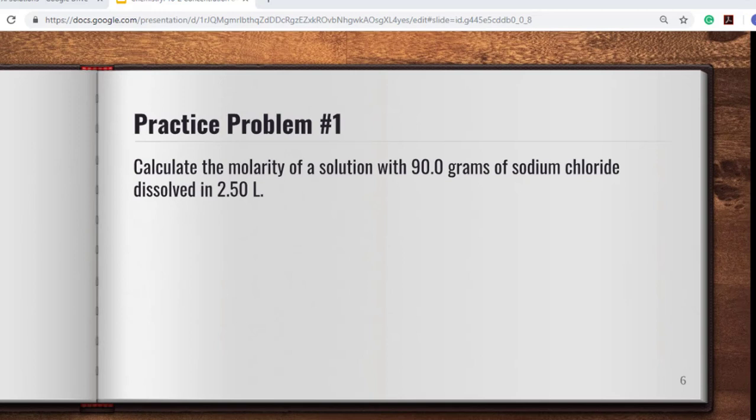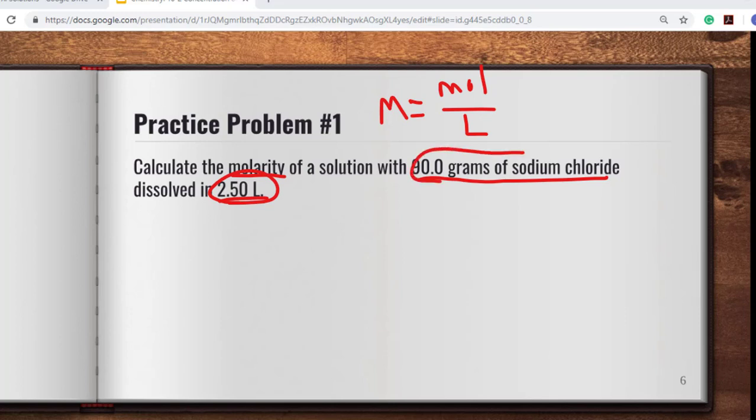So let's take a look at our first problem here. It says calculate the molarity of a solution with 90 grams of sodium chloride dissolved in 2.50 liters. Well, this is pretty straightforward. Remember that our molarity formula is equal to moles over liters. We are given liters. We need to calculate molarity, but we are not given moles. We are given grams. So as a result, we're going to have to do a little dimensional analysis to convert grams into moles.